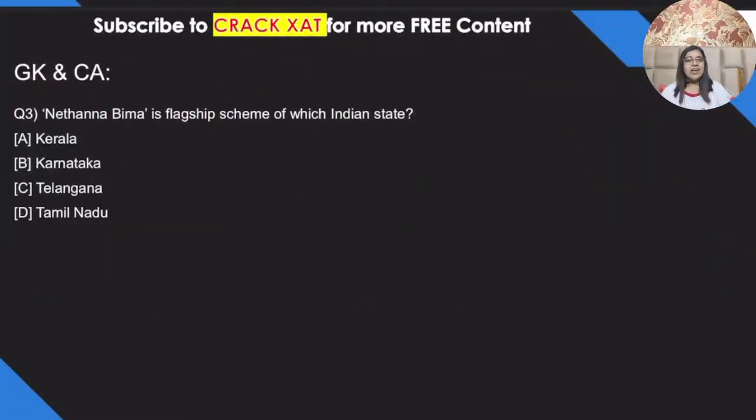Let's move to the third question now. This is yet another flagship scheme we are going to talk about. Nethanna Bima. What do you think? It's related to which state, or it's a flagship scheme of which state? Pehle aap mujhe state bataiye, phir main aapko is scheme ki process aur iska objective bataungi. And even if you know this objective, do let me know in the chat. Shaunak has answered. Komal has answered. What about others?